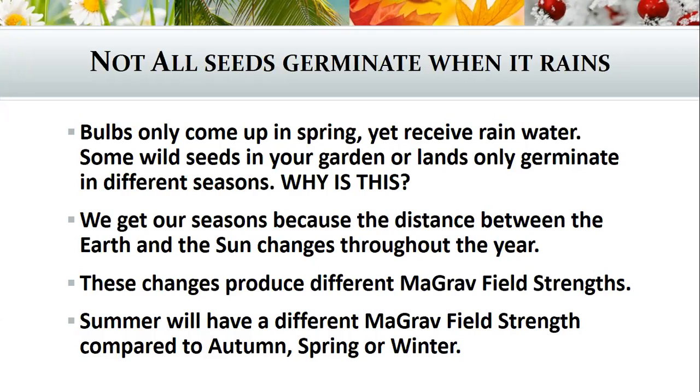It's the same as some wild seeds in your garden or the lands that only germinate in different seasons, yet they all get rain all throughout the year, but they will only germinate at certain times of the year. And this is because the seed itself is waiting for that right connection. So as soon as the water comes with the right field connection, then they will germinate.